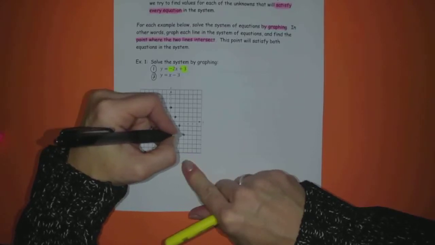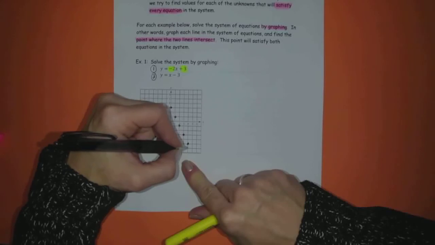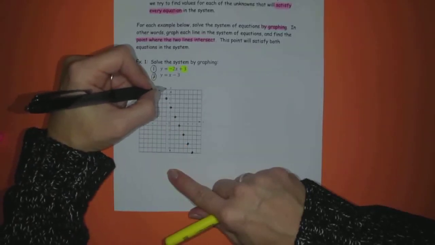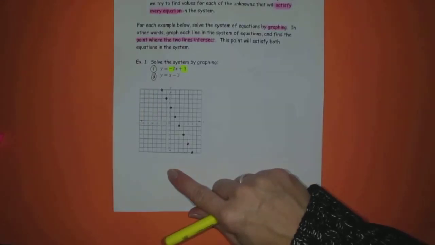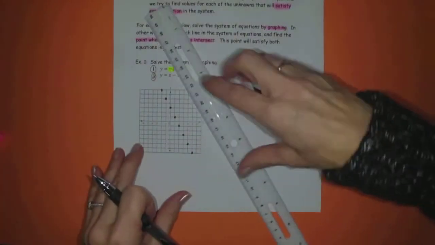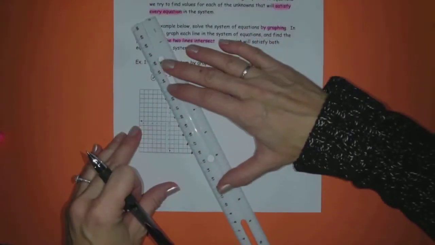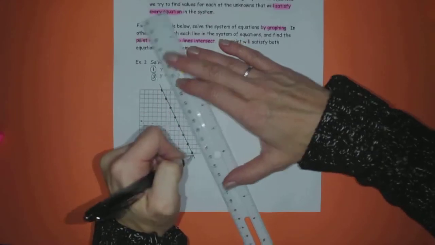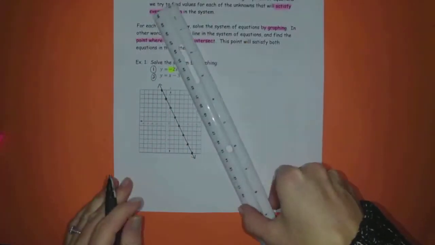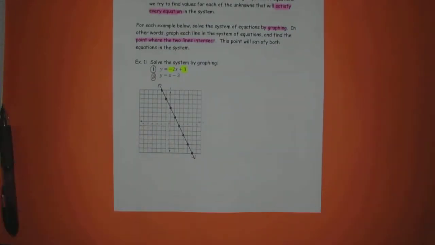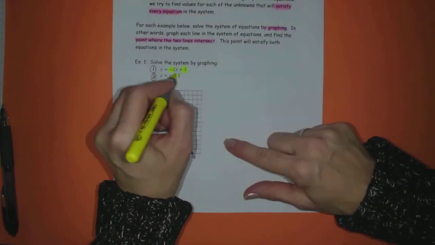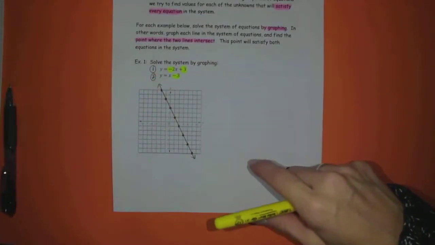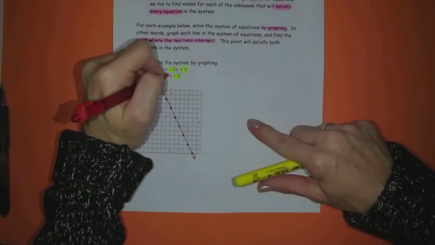And when I'm doing systems by graphing, I like to keep going as far as I can in both directions. I want a really accurate line because I need to find where two lines are intersecting. So you can see I ran the whole gamut of the XY plane there, and I'm going to use a ruler to be super accurate and draw my line. Now the second line in the system has a y-intercept of negative 3 with a slope of positive 1.